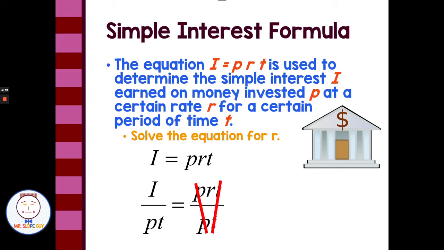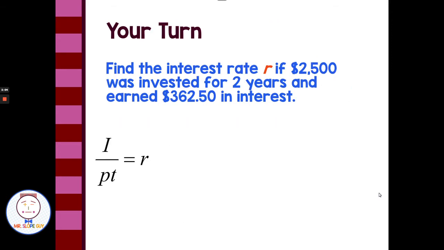And with literal equations, this is how I know my answer is done. Once I get the variable I'm solving for on one side by itself, I am done. So I over PT is equal to R. And why would I want to rearrange this formula? Well, let's say I have several problems that look like this, where I'm given the principal, and I'm given the time, and I'm given the interest, but I don't have the rate. So this formula will be really handy for that.